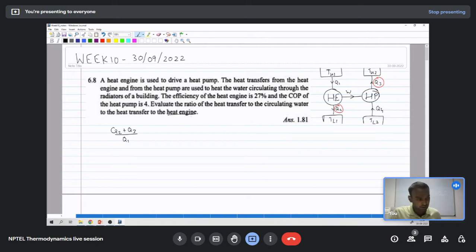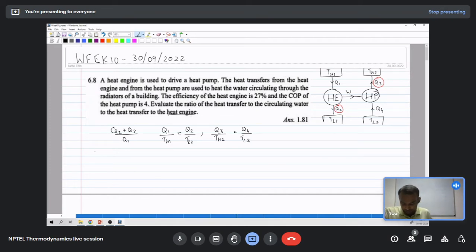So now I will start by writing the expressions for the known terms. We know Q1 by TH1 is equal to Q2 by TL1. Similarly, Q3 by TH2 is equal to Q4 by TL2.